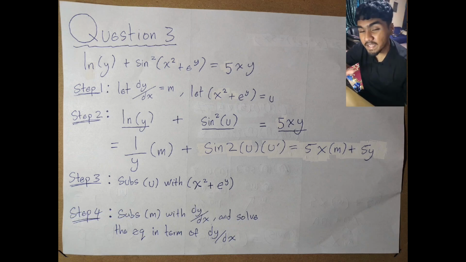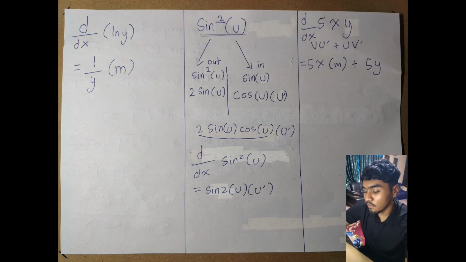The next step is to identify every function in this equation and differentiate every one of them. So as we pointed out all the functions here, let's find all the derivatives of them. The ln y is a ln function, so it's like ln x. When we differentiate ln x, it is 1 over x. But this time it's different because we involve y, so we need to multiply the 1 over y with m, as we let dy dx be m.